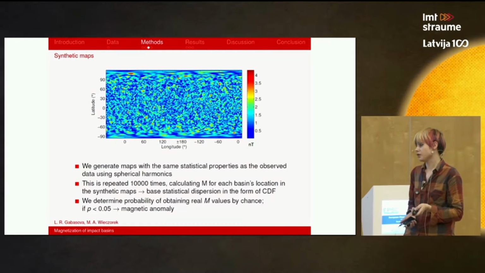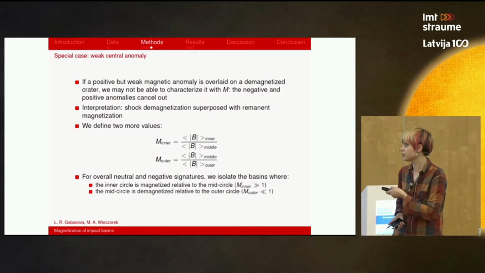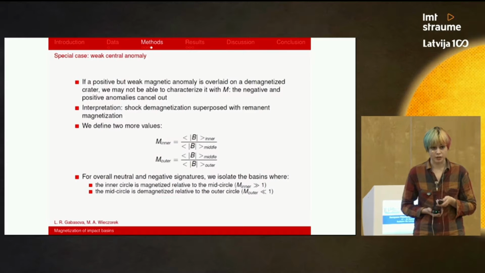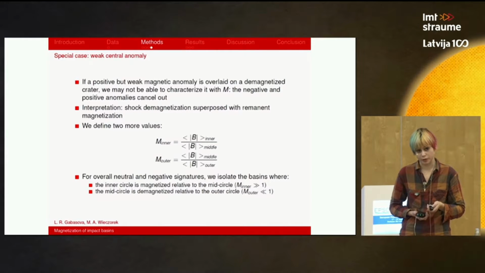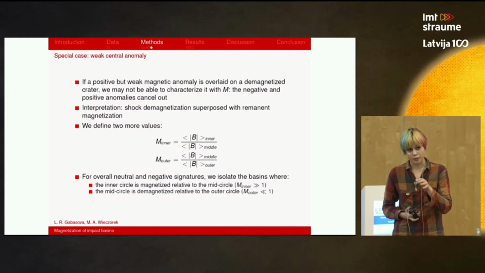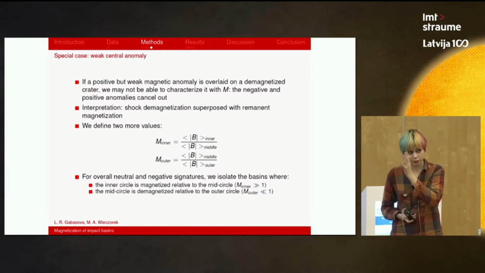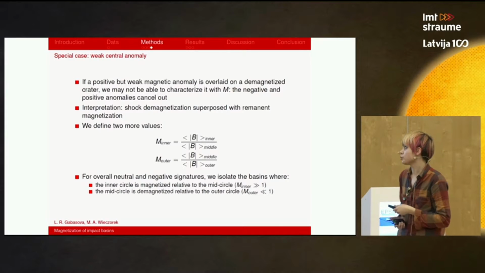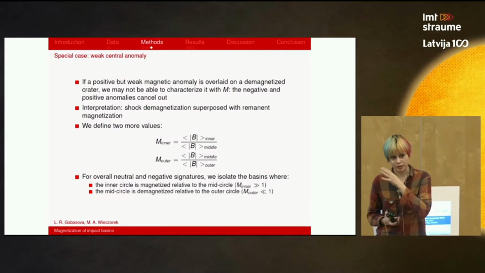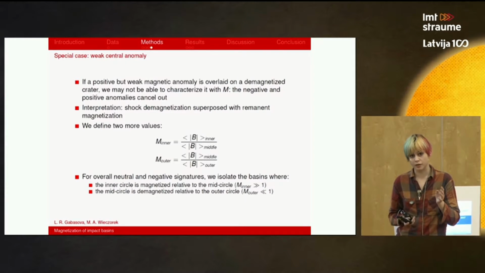So this gives us magnetized basins and demagnetized basins. There is also the special case that is visible if you look at the radial profile of a basin. Sometimes there is a visible peak in the middle of it, but also the entire basin is demagnetized, and so that means the peak isn't really visible on the overall background.